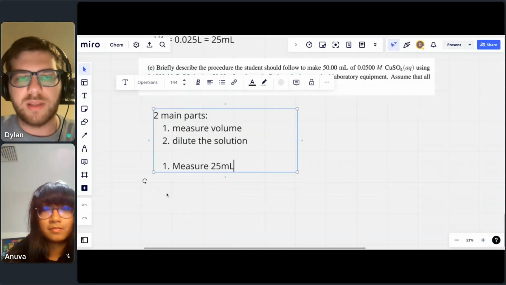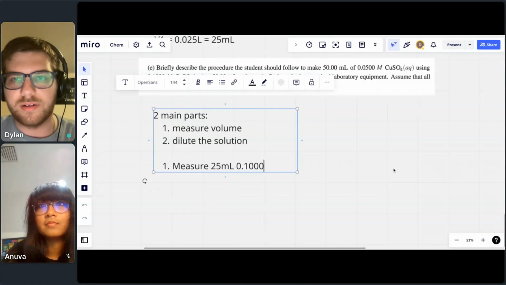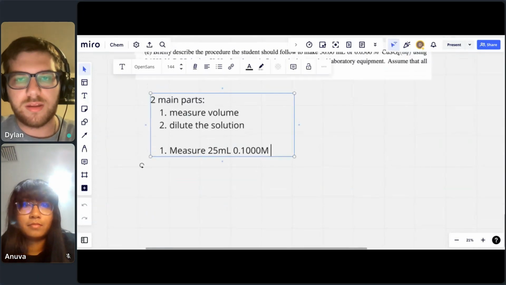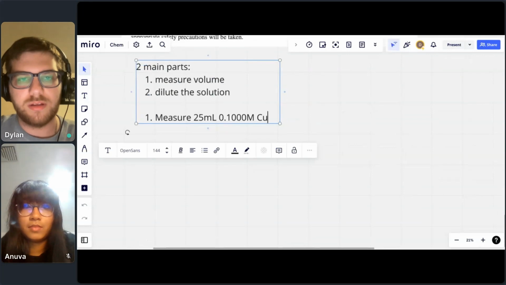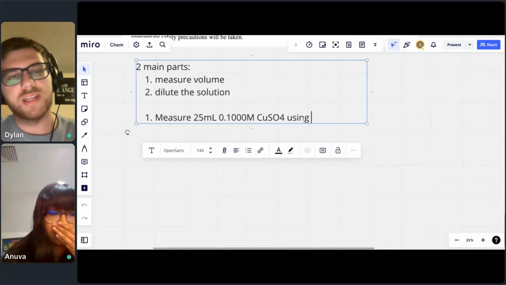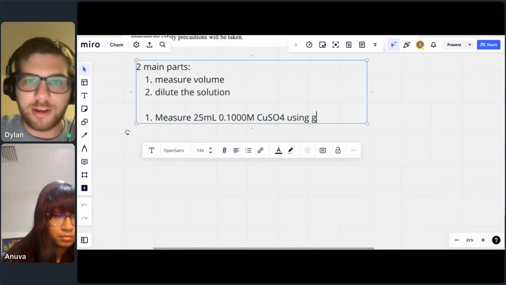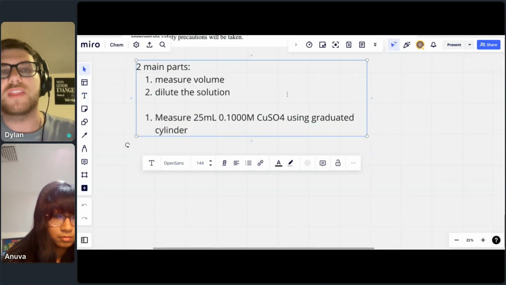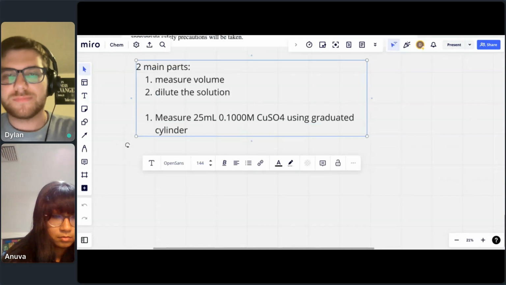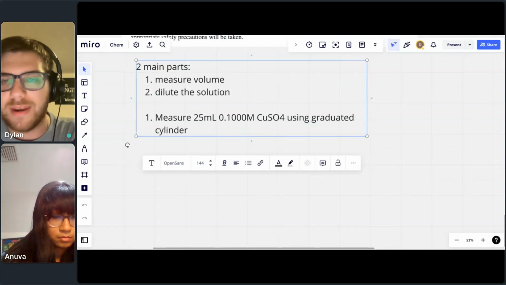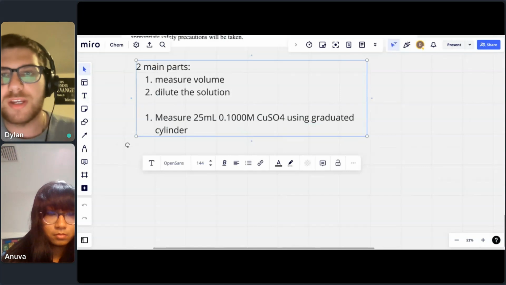So measure 25 milliliters of 0.1000 molar, because that's what we have. Was it copper sulfate? Yeah, copper sulfate. Thank you. Using, for example, I would use a graduated cylinder. You could also use a burette, up to you. I think the scoring guidelines explicitly say a volumetric pipette, a graduated cylinder, a burette, any of those are acceptable. So we've measured out the correct volume.